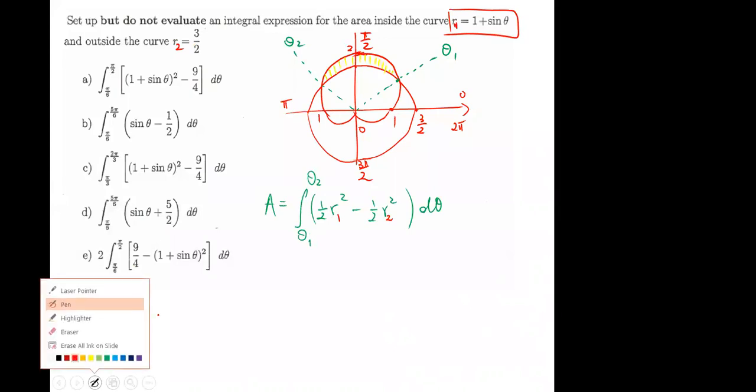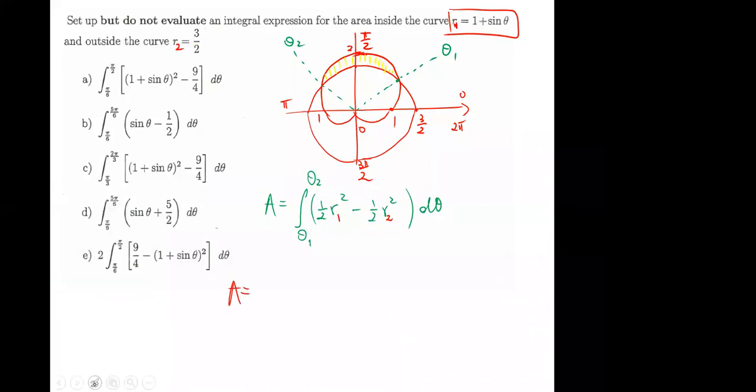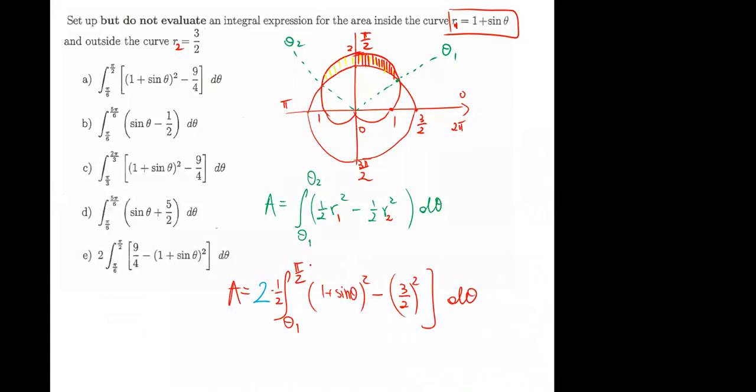I will apply my symmetry, multiplying by 2, and the symmetry means that I will only focus on this half. From theta 1 to pi over 2, I can place 1/2 outside, and the longer radius is 1 plus sine theta, and the circle is the shorter one. Oh, I did put the bracket.